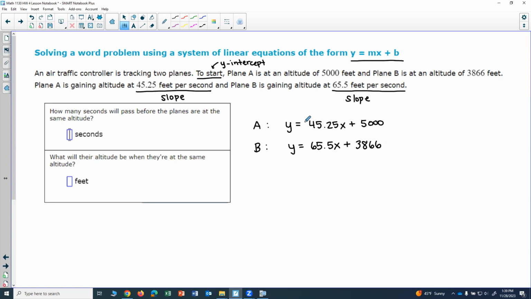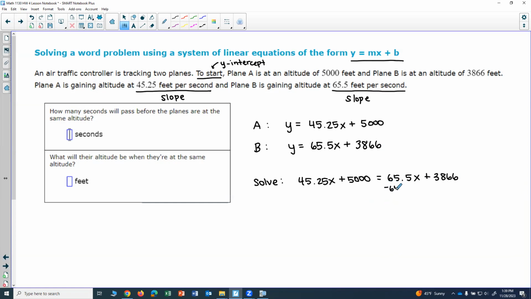Now you can go ahead and solve this using substitution or graphing. Those would be the easiest 2 for this instead of elimination, because you can actually just set the two equations equal to each other. 45.25x plus 5,000 equals 65.5x plus 3,866. And then you can go ahead and solve that equation.